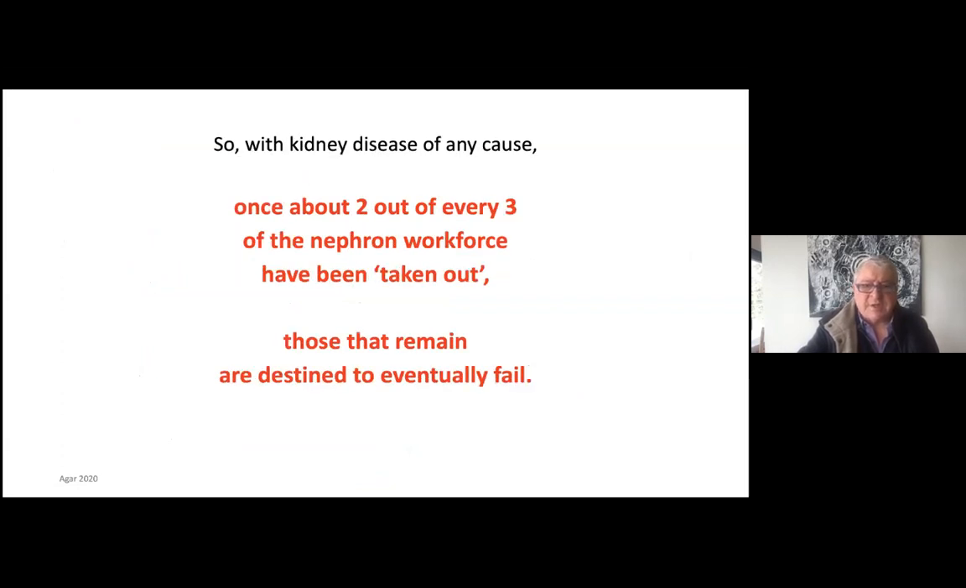So with kidney disease of any cause, once about 2 out of every 3 of the nephron workforce has been taken out, it doesn't matter whether it's been taken out by diabetes, by glomerular disease, by polycystic kidneys, by any form of kidney disease. Ultimately, what those kidney diseases do is they reduce your filtering workforce to the point where those that remain will be destined to eventually fail.